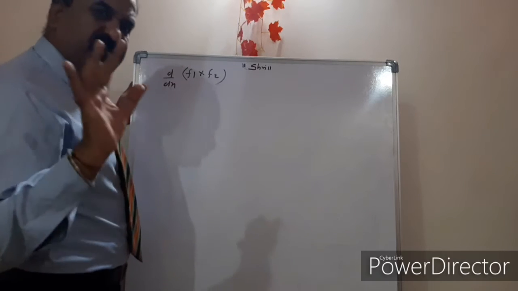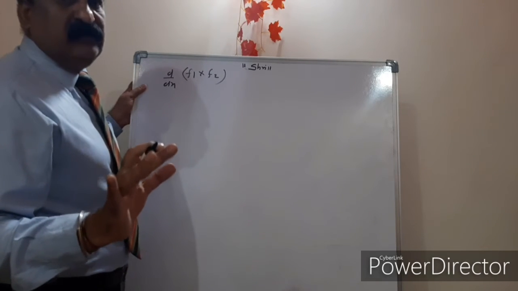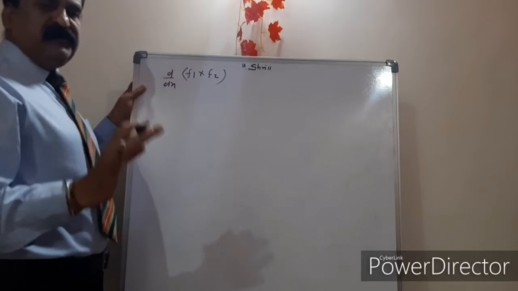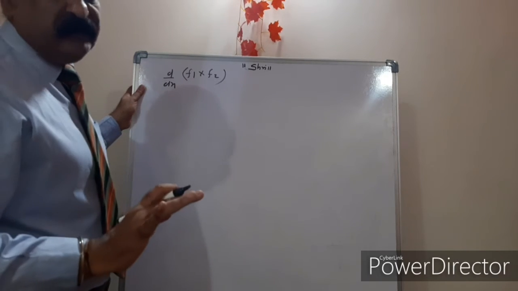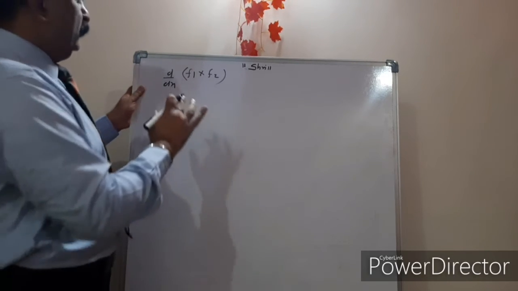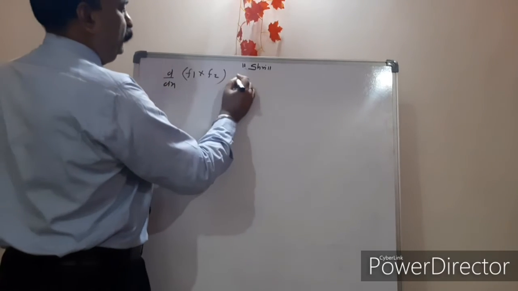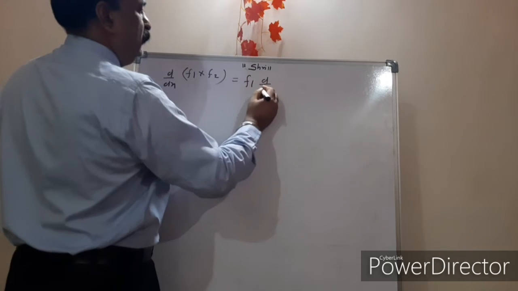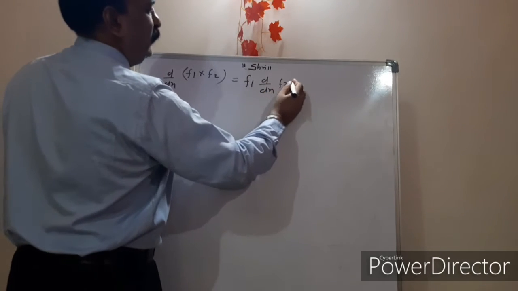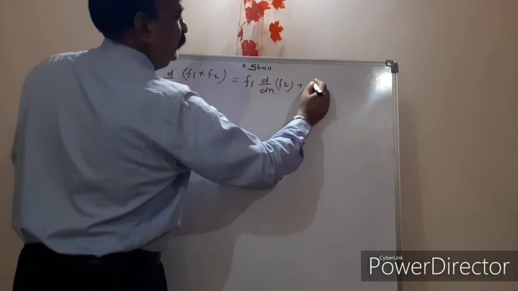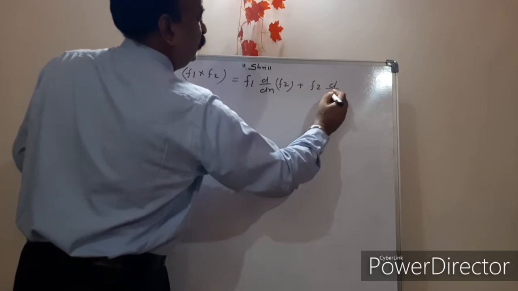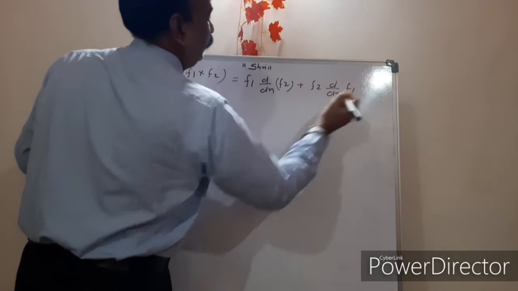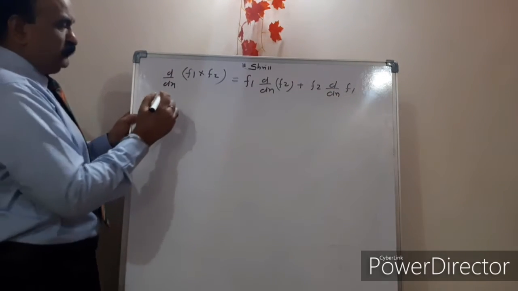I am just giving you the basic concept of differential calculus so that when you do differentiation and integration you will not get any kind of problem. So d/dx of f1 times f2 means f1 times d/dx of f2 plus f2 times d/dx of f1. Now see how to find the solution.